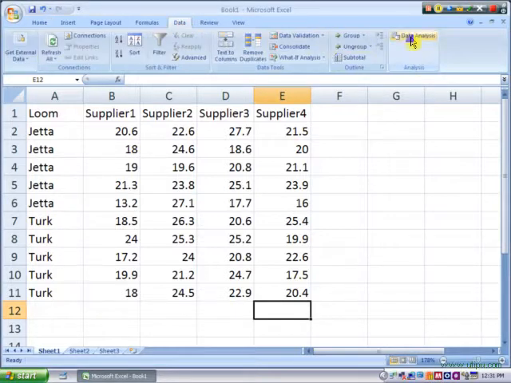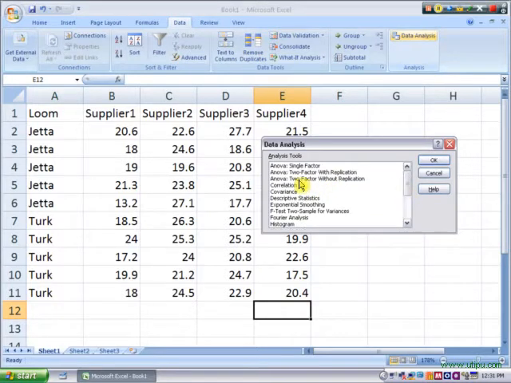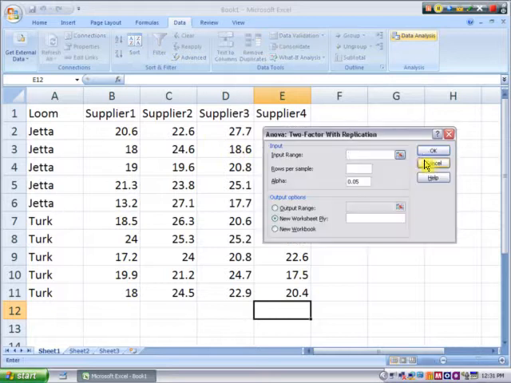Whoops, yeah, here we go. Data analysis. And you see two-factor without replication. It's a mistake to click on that. This is two-factor with replication because for each sample we have several replicates or data items. So you click on two-factor with replication, okay.